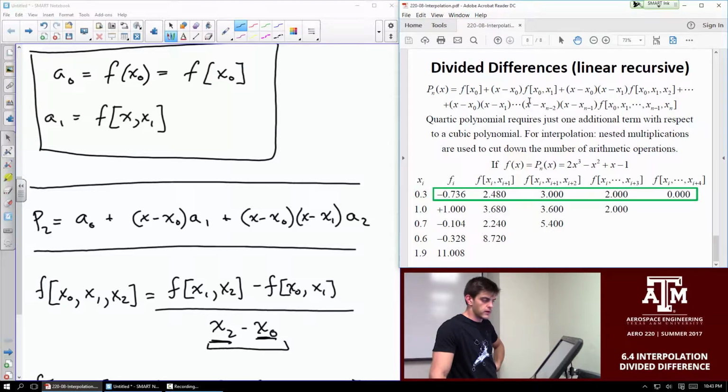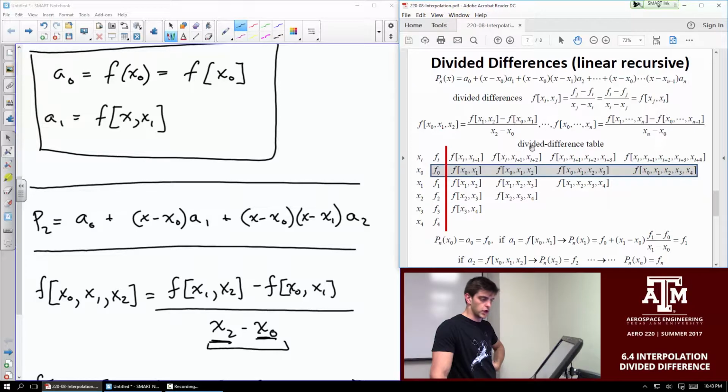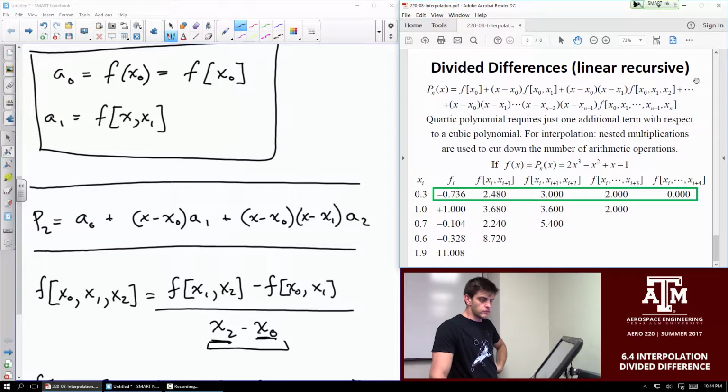So a sub 1, as we proved, is this first divided difference. A sub 2 is this divided difference, which is recursively built using the lower order divided differences. And as you move up the chain, you get higher and higher order divided differences, which in order to calculate, you need to calculate the lower order ones. And this is why you use a table.